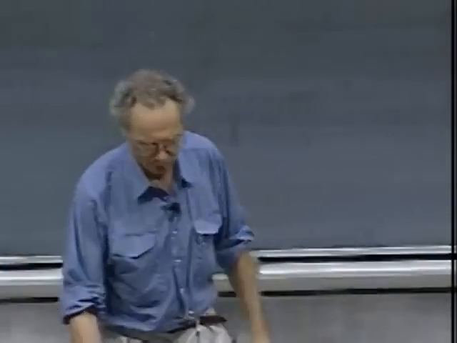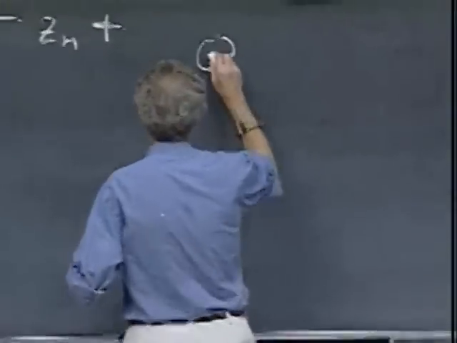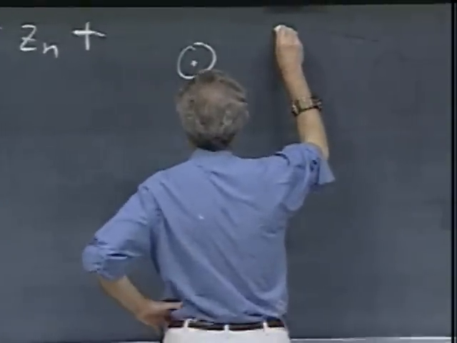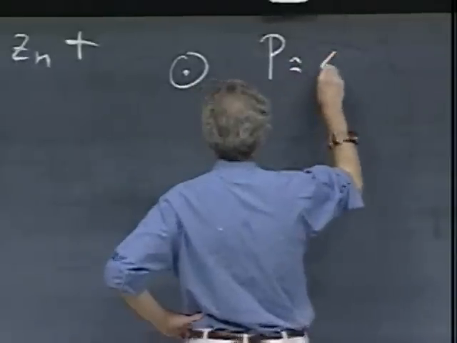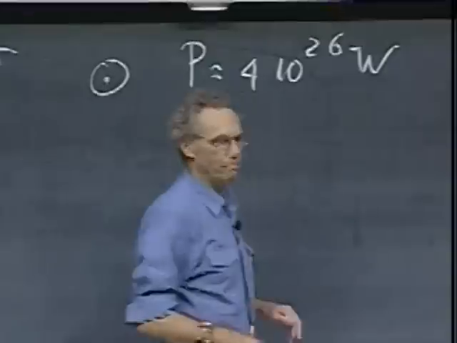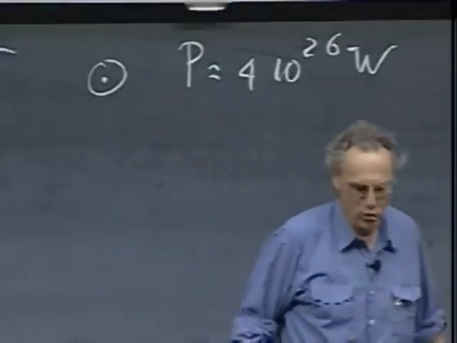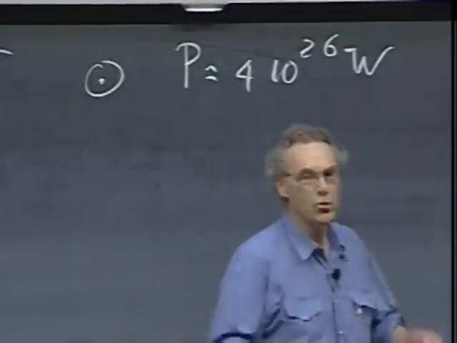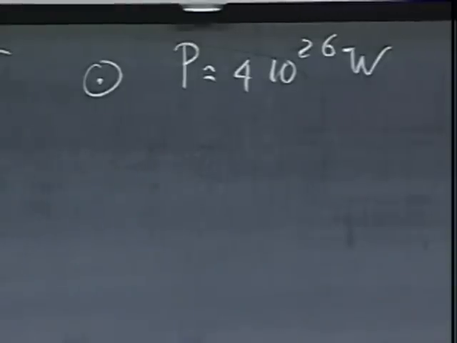The sun is a wonderful source of energy. The sun has a power of 4 times 10 to the 26 watts. 4 times 10 to the 26 joules per second. Mostly in the visible light and some in the infrared.